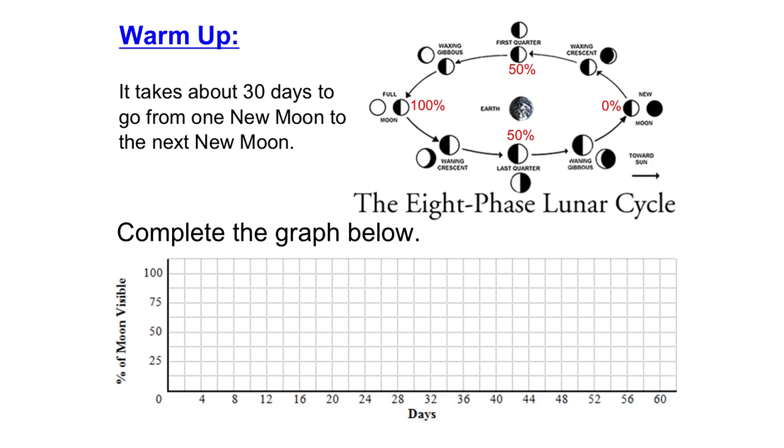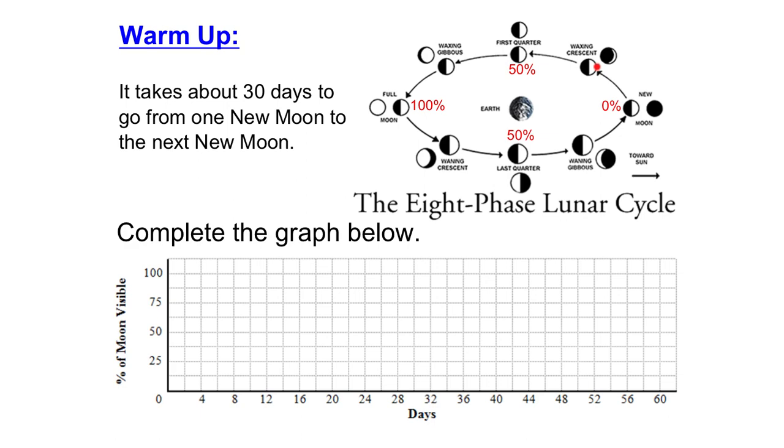Hello everyone. Before starting the lesson, try this warm-up. It takes about 30 days to go from one new moon to the next new moon. In case you don't know, a new moon is when you are standing on the earth, you look up in the sky, and you don't see any moon. That's what a new moon is. You see 0% of the moon's surface.